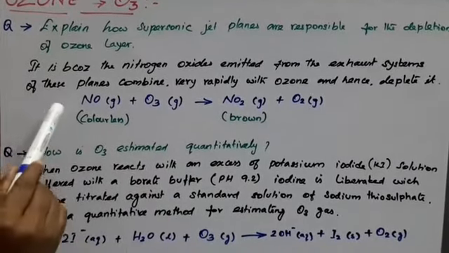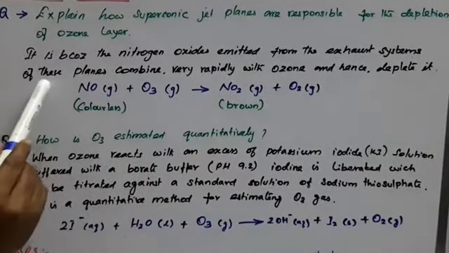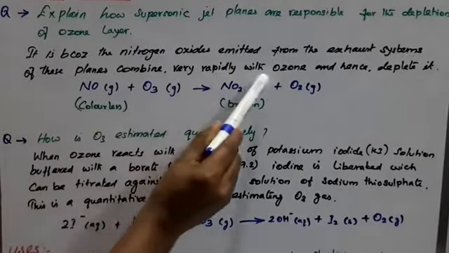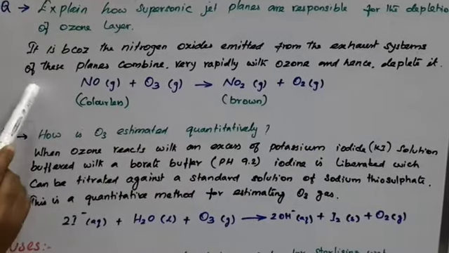Okay, so because nitrogen oxide emitted from the exhaust systems of these planes combines very rapidly with ozone, hence the depletion takes place. Okay, so this is one question.